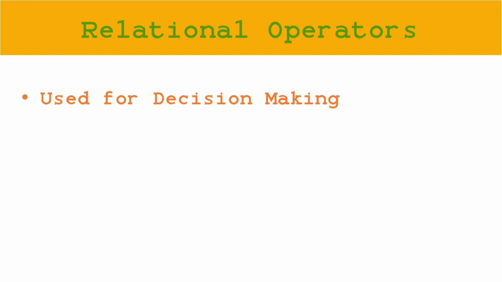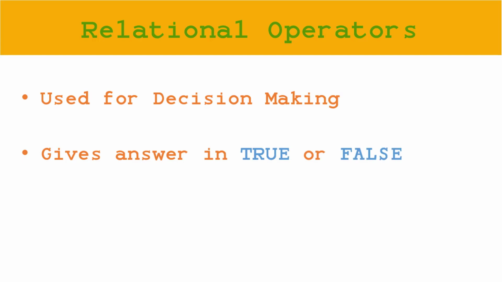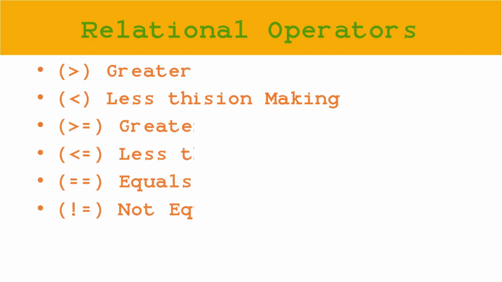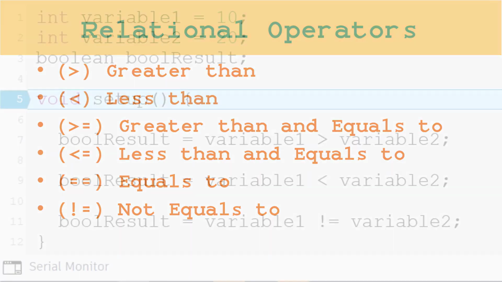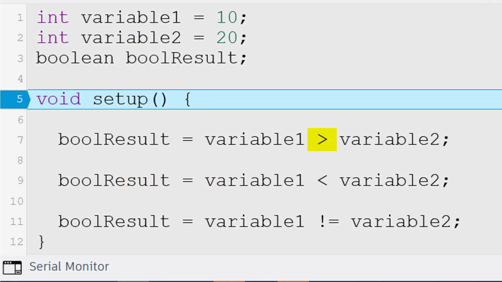Next, let's explore another type of operators, called relational operators. They are used to specify the condition in the program. These operators compare two values, and give a simple answer, true or false. So it is best for specifying the condition in the program. In C language, there are several relational operators. These operators help us to understand relationships between values. Let's understand how they work.